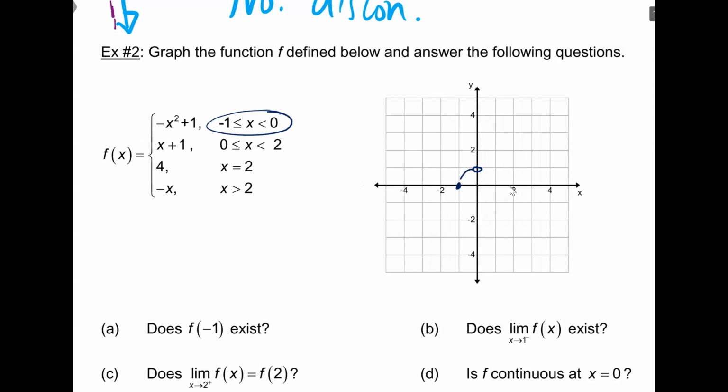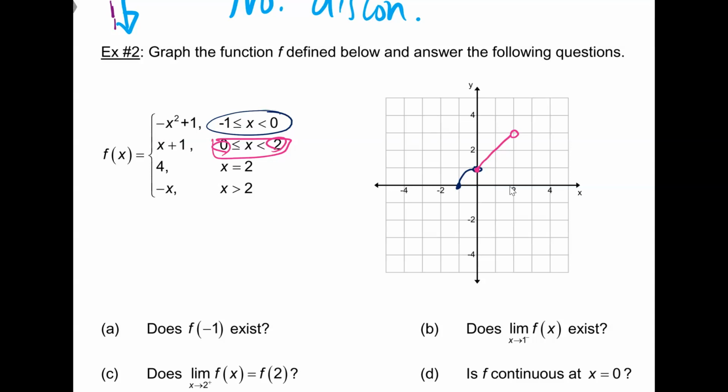Okay, cool. And then what if I'm between 0 and 2? So x plus 1. Let me pick a different color just so you can see it. So I start here, and guess what? It fit together just like a perfect little puzzle piece. And then I go up till 2, open circle. I look at my ending, I plug them in: 0 plus 1 is 1, 2 plus 1 is 3, and I put those two dots.